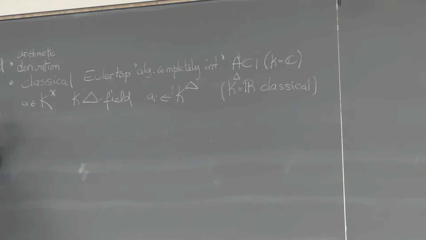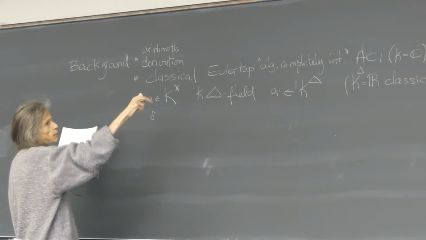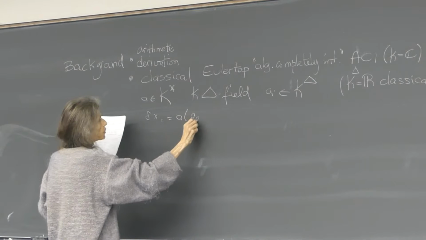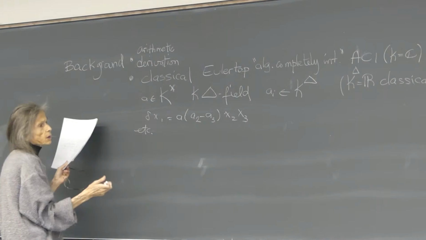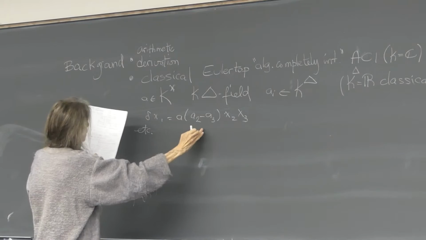And the equations are: the top is set up in this place, but the center of gravity is fixed, so it has 2 degrees of freedom. The derivative of x1 is a times (a2 minus a3) x2 x3. And just to save time, I'll say etc. Of course, you want to know the correct signs, but they don't matter for the intellectual purposes of the proof. So delta x2 is a times (a3 minus a1) x3 x1, etc.